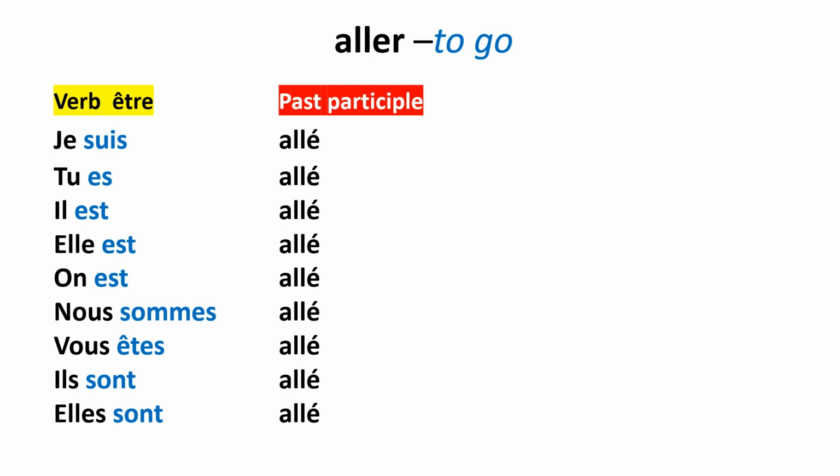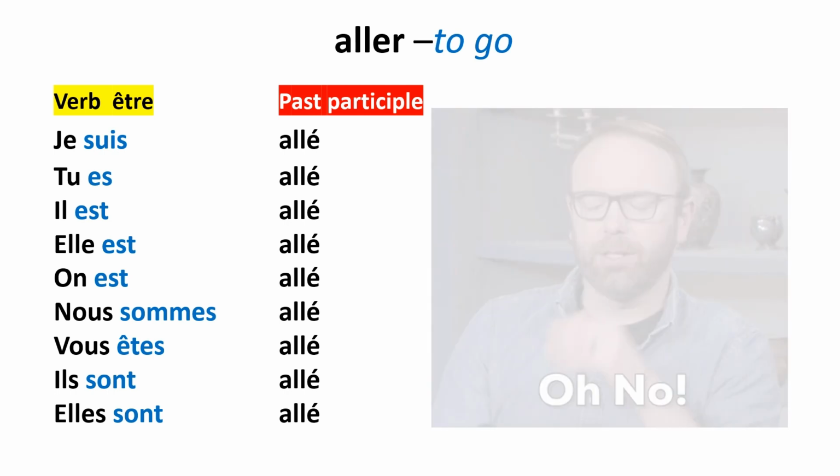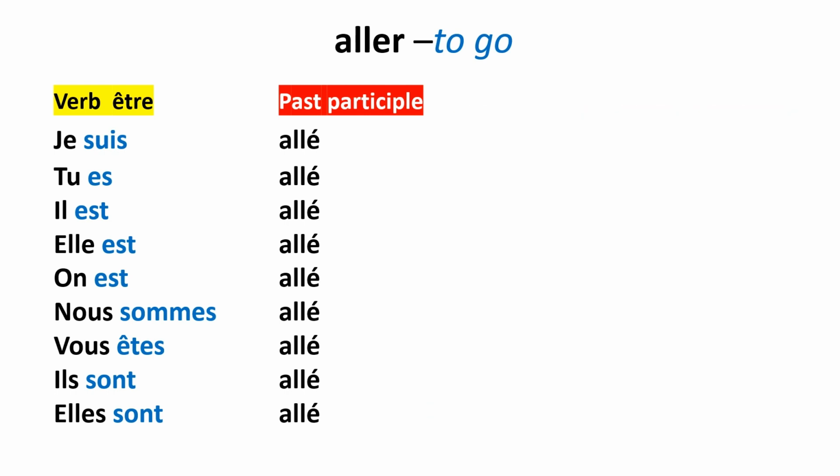Now the bad news is that the past participle with être verbs agrees with the subject. This means that, for example, if we look at je suis allé, if it's a man or a boy talking, we leave it as it is, but if it's a woman or a girl talking, we need to add an extra E. The same as tu es allé. Il est allé will stay the same because we are certain that the subject is a masculine singular subject, but elle est allée will need systematically an extra E.